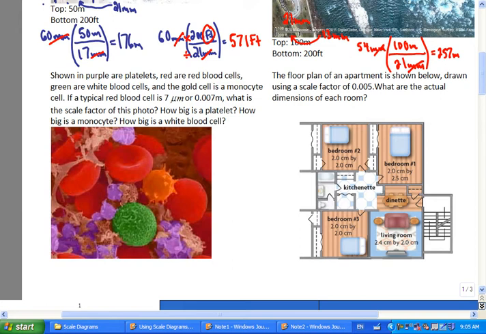Let's figure out the size of them. So from what I could gather of information here, the average red blood cell is 7 micrometers. Okay, so let's... I'll highlight this part of it.